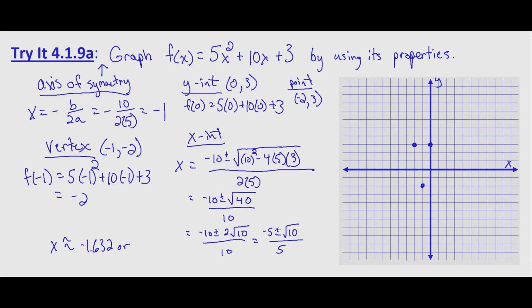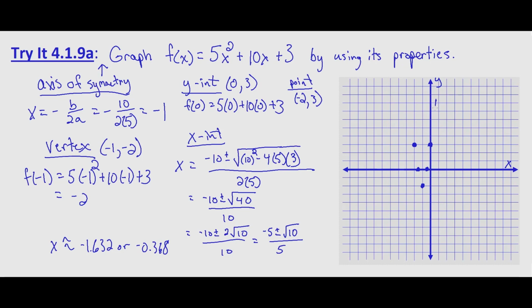Or negative 5 plus the square root of 10 divided by 5 is approximately negative 0.368. So if we graph those on our graph, we're looking at negative 1.632, so right about here. And negative 0.368, which would be right about here, not quite half, but past 1/3.